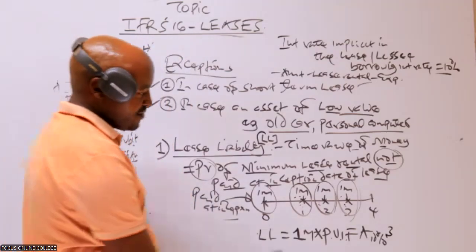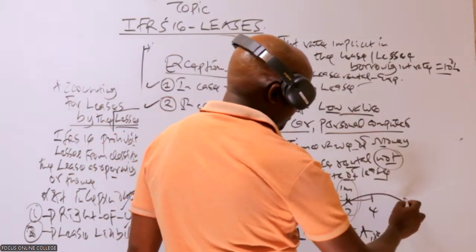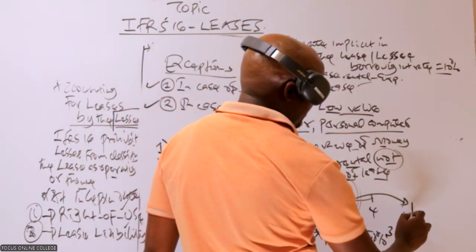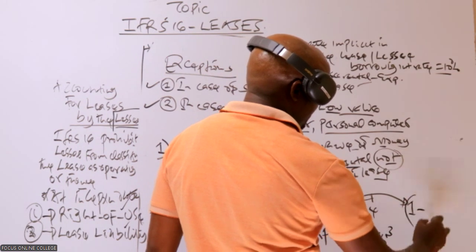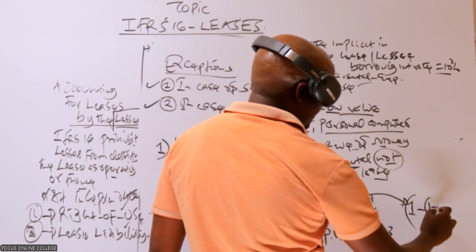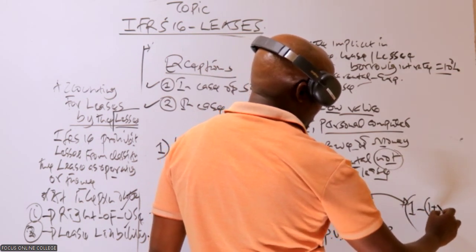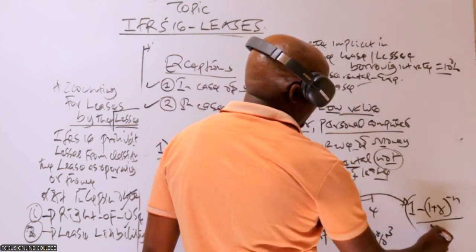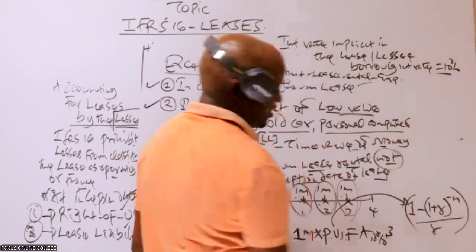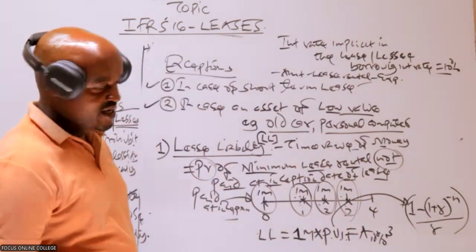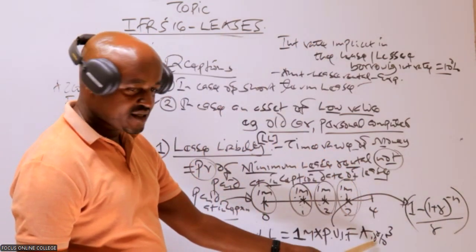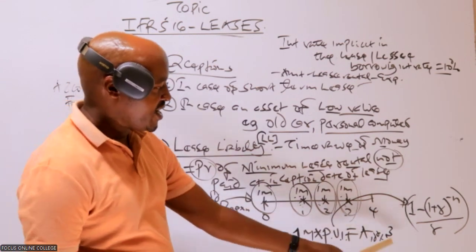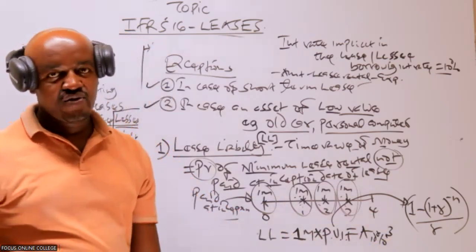So there is a formula which we use in computing this. This is something I know you have covered in FM. The formula is 1 minus (1 plus r) raised to the power negative n, and then we divide that by r. For example, in our case, our r here is 10%, and then our n will be 3.